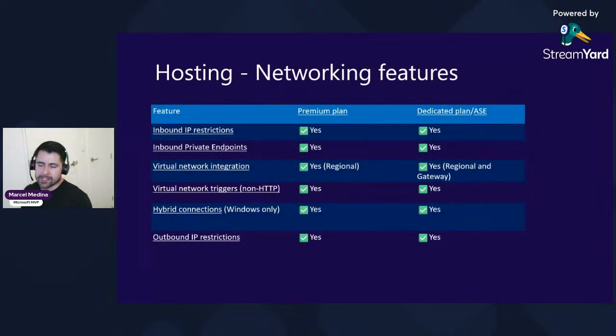Networking: because you're leveraging those two plans, you have full capabilities of connecting to VNets, right? The difference in here is just that the premium plan is regional, while for the dedicated plan, I think it's more for the ASE, that's regional and gateway mode, but you have full capabilities if you have network working environments where you have that consideration.